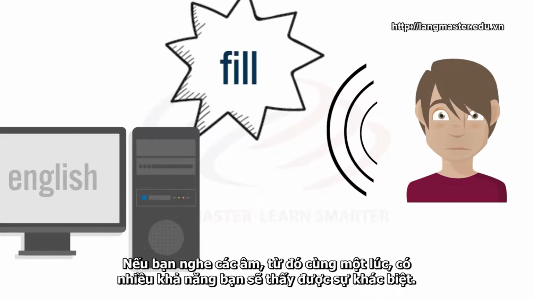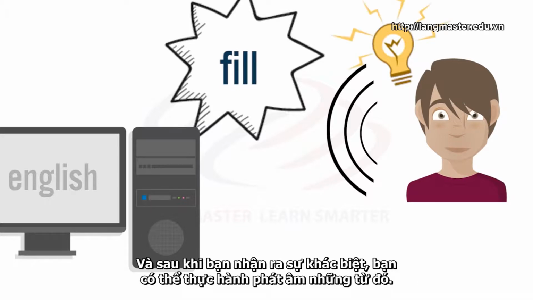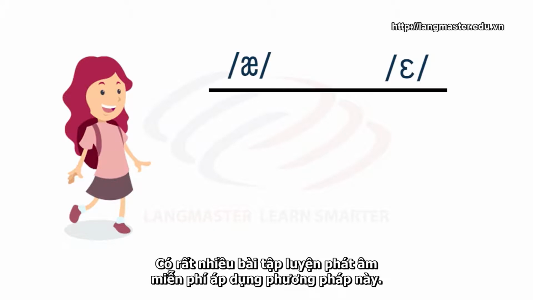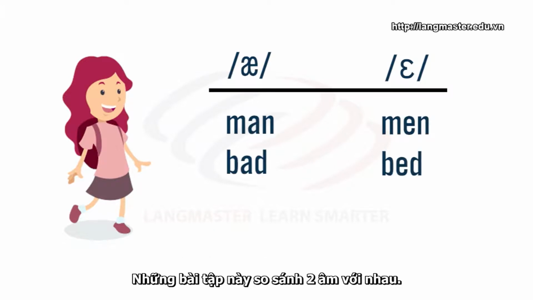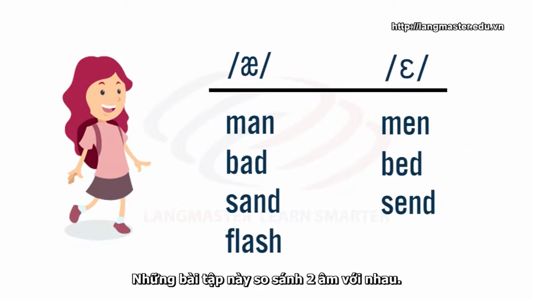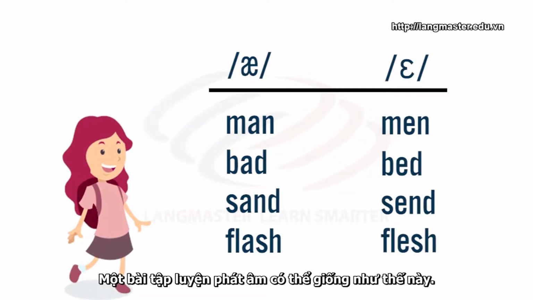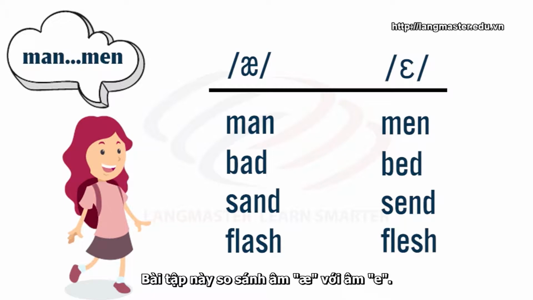If you hear those words together, you are more likely to notice the difference. And after you've noticed the difference, you can then practice pronouncing those words. There are many free pronunciation exercises that apply this idea. These exercises contrast one sound with another. And here is what such an exercise might look like. This exercise contrasts the A sound with the E sound.